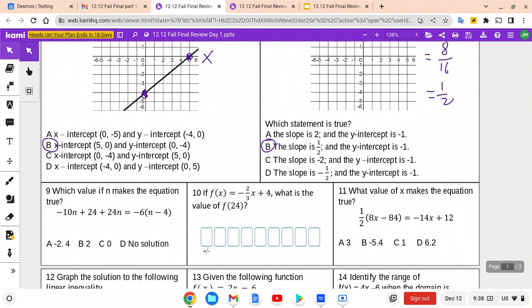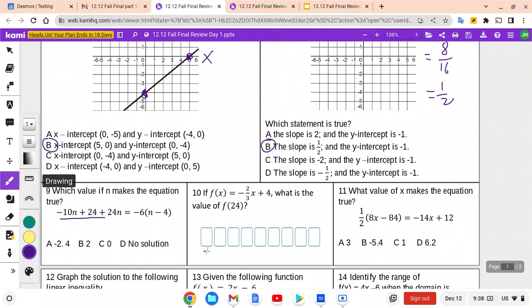Okay, number 9. Which value of n makes the equation true? You have a couple of different approaches. You could change all the n's to x's and put the left-hand side into Desmos as one equation, and the right-hand side as another equation. Then you would find the solution where the two lines cross, and your answer would be the x.